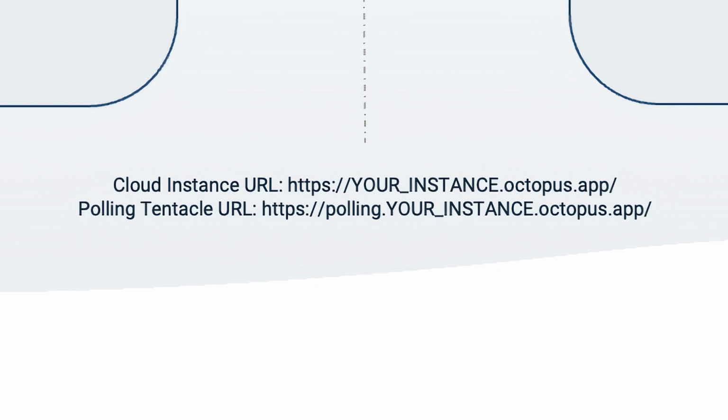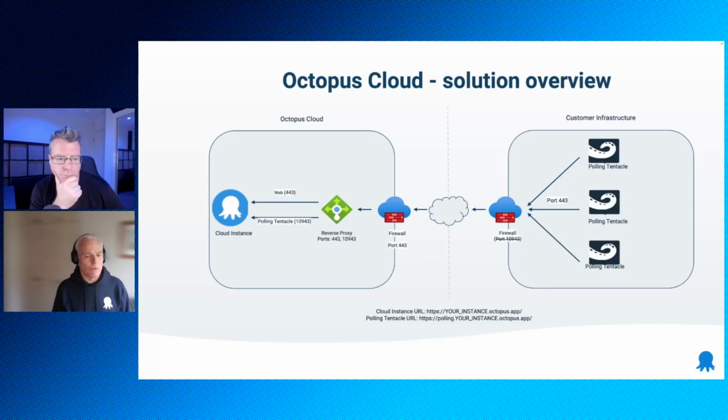HTTPS polling.yourinstance.octopus.app. And in short, it's those two URLs that now distinguish the traffic between the web app and the polling tentacles. And that's how the reverse proxy knows which traffic to redirect to the server on 10943 and which to let flow through onto 443 as before. The one advantage of doing it this way is that we haven't had to make any change to Octopus Server. So this new way is completely backward compatible with what's gone before.